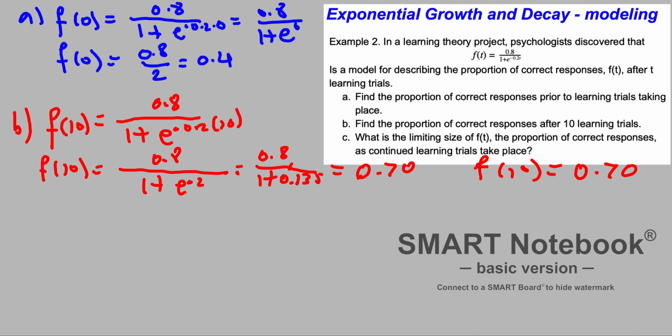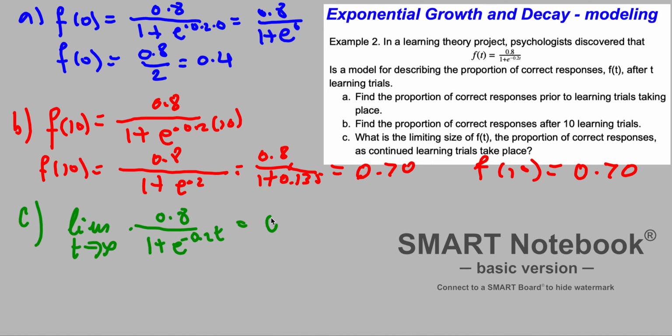And now in C, let me take a different color. C asks what is the limiting size of f of t, the proportion of correct responses, as the continuous learning trials take place. To find this, we find the limit as t approaches infinity of 0.8 over 1 plus e to the minus 0.2t. Let me erase this because it's not very correct. The exponent is minus 0.2t, and we can factor out the 0.8.